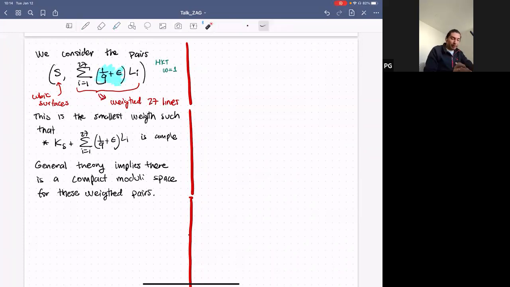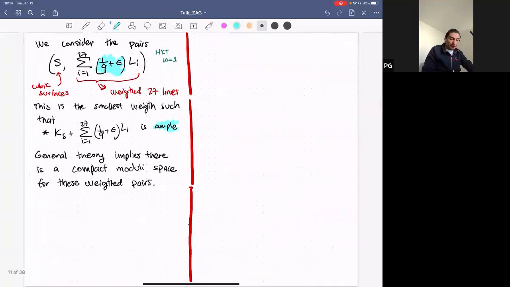But why is that? Because we still need this divisor to be ample, and this is the smallest weight that lets you have that. That's the reason we selected it. So this is still ample, and the fact that it's still ample implies that you still have this KSBA theory, and that you still have a compact moduli space for these weighted pairs.